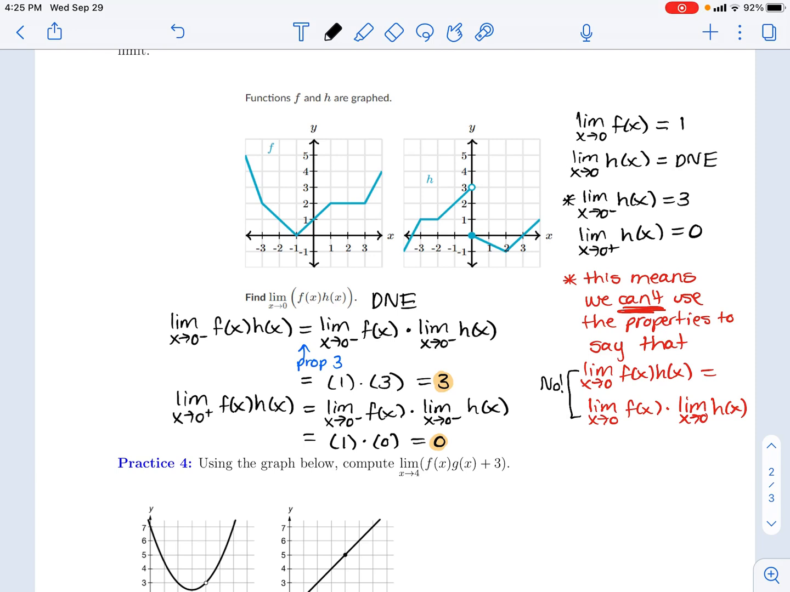Okay, so I could give you, which I will actually tomorrow in class, two graphs of these functions and ask you to compute the limit, and it would seem by that logic that it's not going to exist, but it actually will. So you want to make sure that you know when you can and can't use the properties, and I will have you explore that further in class.